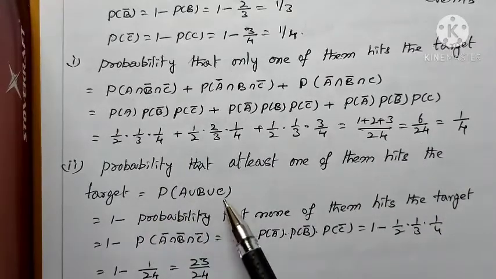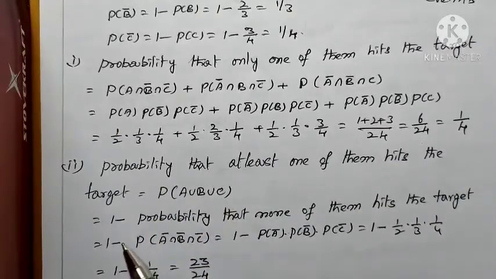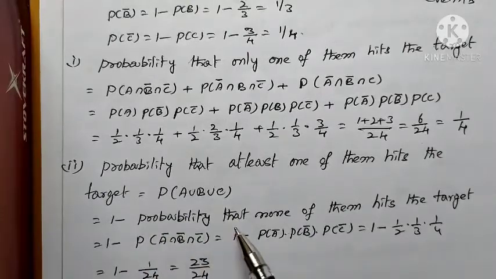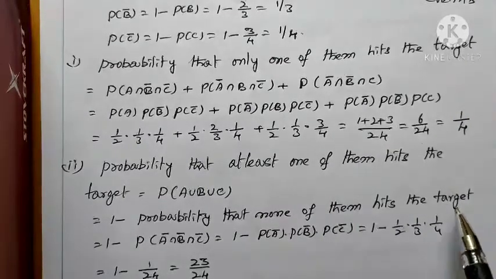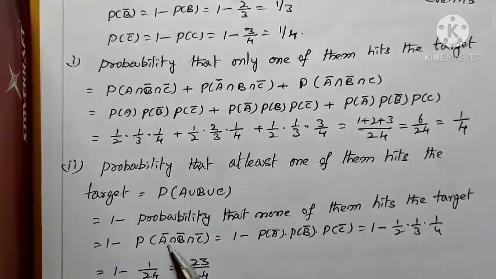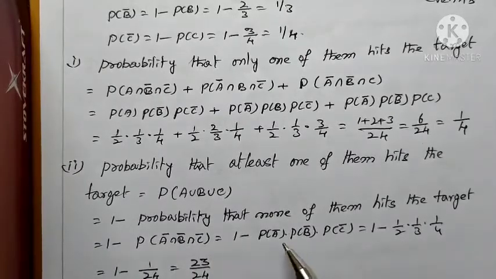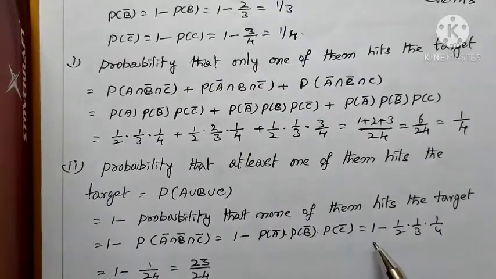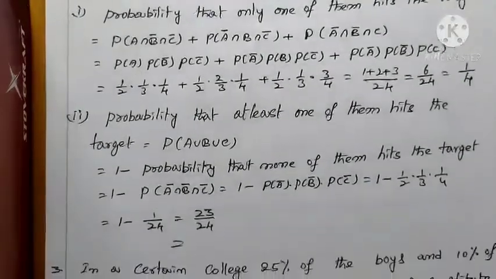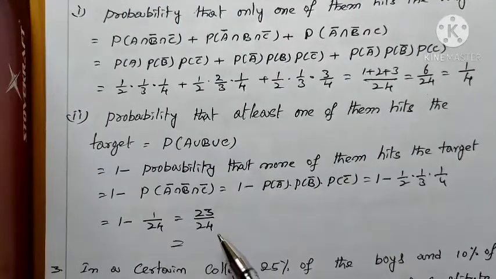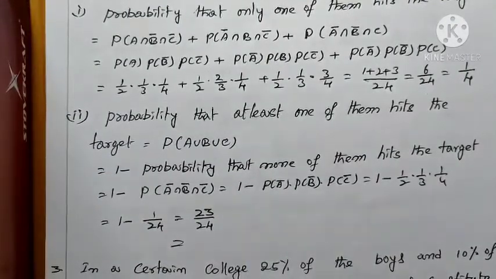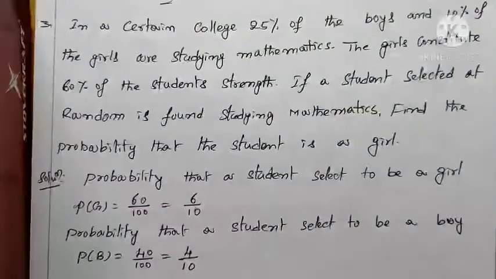That is P(A union B union C), which is equal to 1 minus probability that none of them hits the target. That is equal to 1 minus P(A complement intersection B complement intersection C complement), equal to 1 minus P(A complement) P(B complement) P(C complement), equal to 1 minus 1/2 into 1/3 into 1/4, equal to 1 minus 1/24, that is equal to 23/24. Next problem.